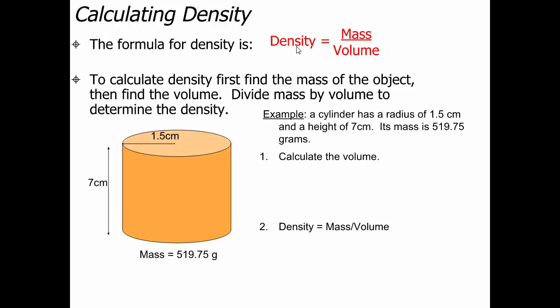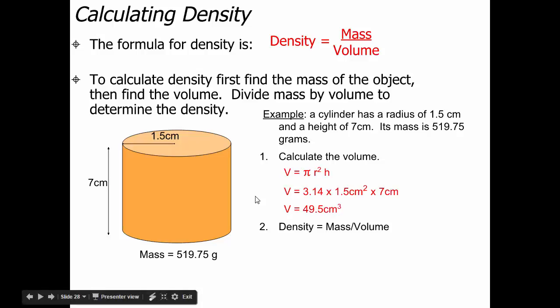What's the radius of this cylinder? 1.5 centimeters. The height is 7 centimeters. Pi is 3.14. We do our math. 4.55. Yeah, this is rounded. So the volume of this cylinder is 49.5 cubic centimeters.